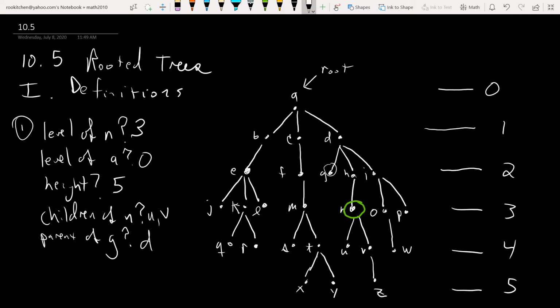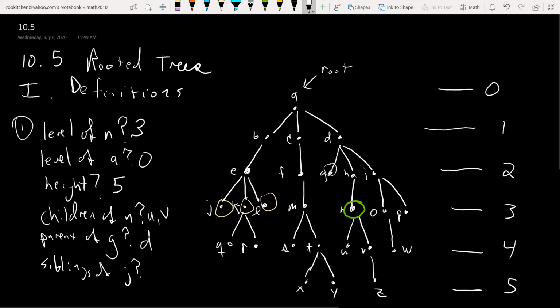And siblings of J. Okay. Those are all the guys that are on the same level as J and descended from the same parent. Okay. So where is J? J is over here somewhere. And so K and L will be its siblings. Notice M and O, P are not. Okay, just K and L.